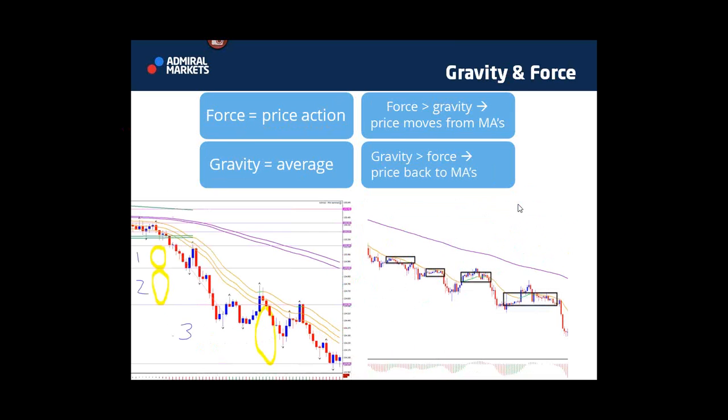So a bit about theory, very shortly: gravity and force. Why is this occurring? Because basically price action is force and the moving average is gravity. And it's always this battle between them. Force versus gravity. If force is heavier, is stronger, then price is going to be able to move away from the average. However, if gravity is heavier, price is going to get back to the moving average. All right, so here the momentum is heavy and it's able to move away.